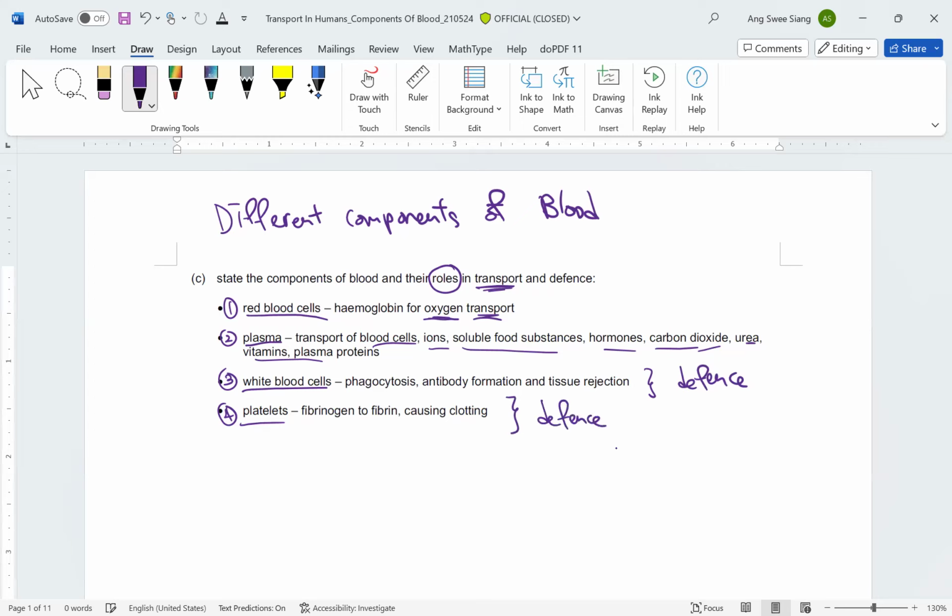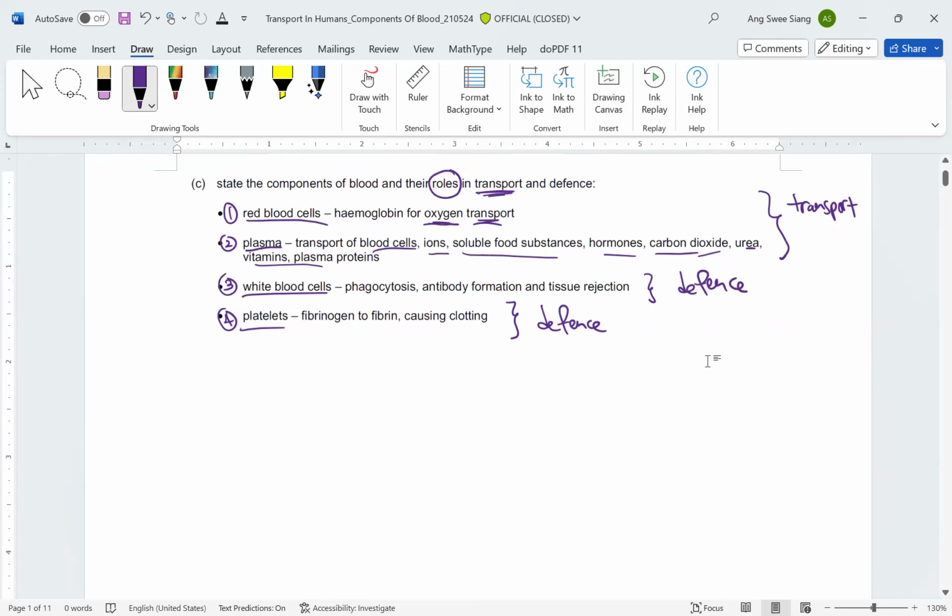So the first two are more for transport. Red blood cells and plasma are more about transport. When we describe the function of red blood cells and the blood plasma, it is more related to transport. White blood cells and platelets are more towards the defense side. So let's take a look at the first one. The first one should be completed very quickly.